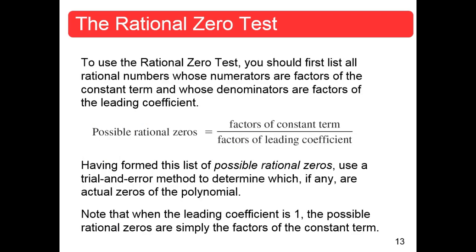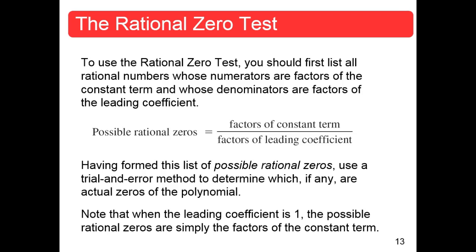Let's do a little bit more. To use this rational zeros test, you should first list all the rational numbers whose numerators are factors of the constant term, whose denominators are factors of the leading coefficient. Factors of the constant term on top, and all the factors of the leading coefficient on the bottom. Having formed this list of possible rational zeros, then use trial and error.